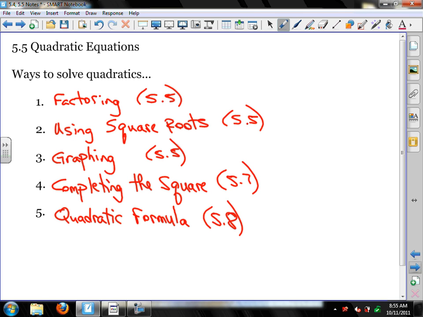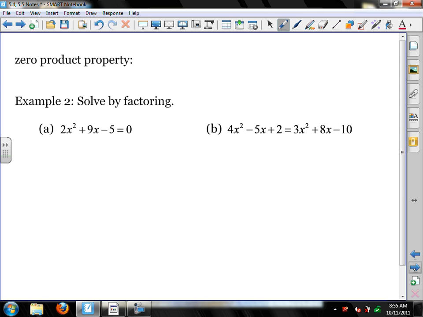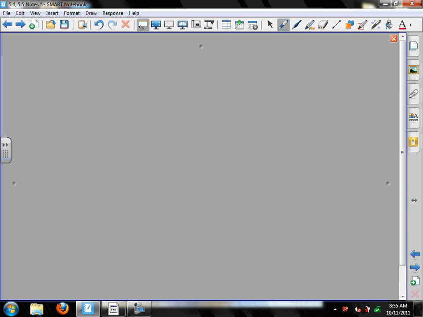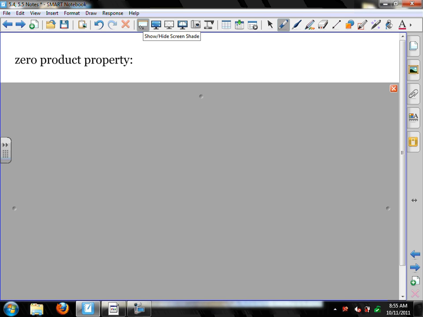So we will talk about solving by factoring today. Like I said, if it's factorable, that's going to be the easiest, fastest way to do it. The zero product property says if I multiply two things and I get 0, if A times B equals 0, then what? A or B has to be 0. One of the two of them has to be 0.